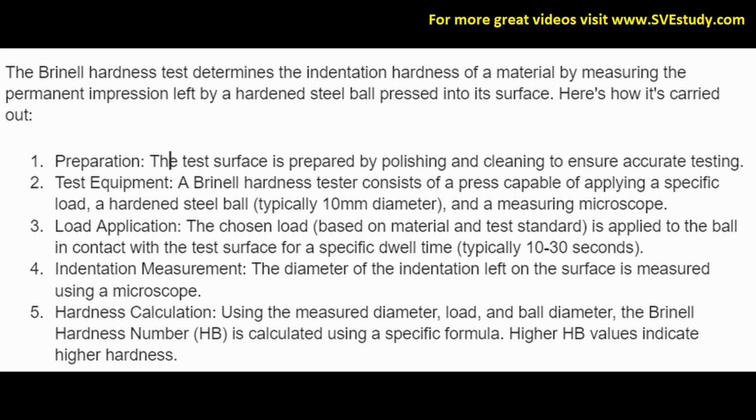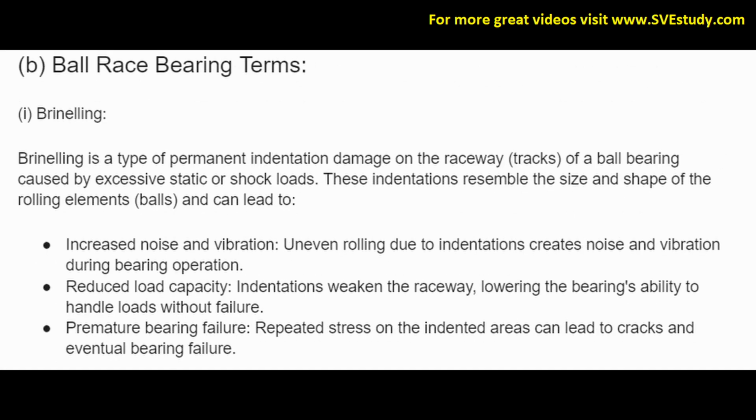4. Indentation measurement. The diameter of the indentation left on the surface is measured using a microscope. 5. Hardness calculation. Using the measured diameter, load, and ball diameter, the Brinell hardness number, HB, is calculated using a specific formula. Higher HB values indicate higher hardness. B. Ball race bearing terms.